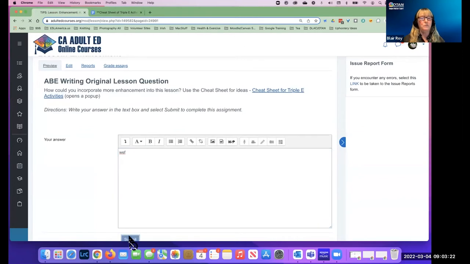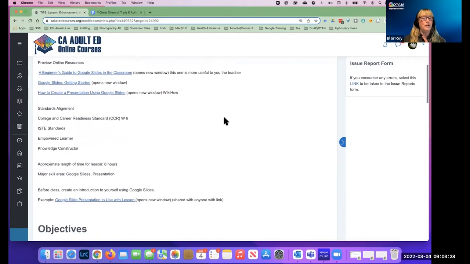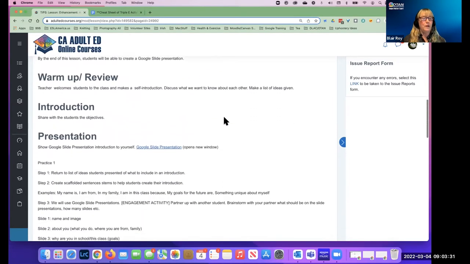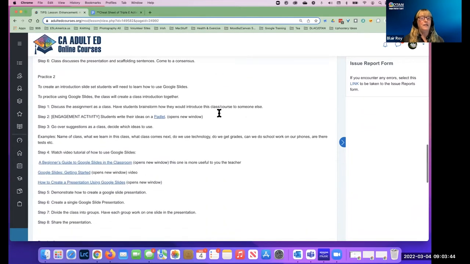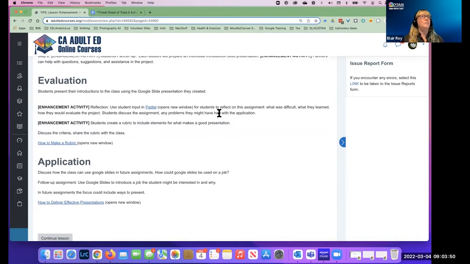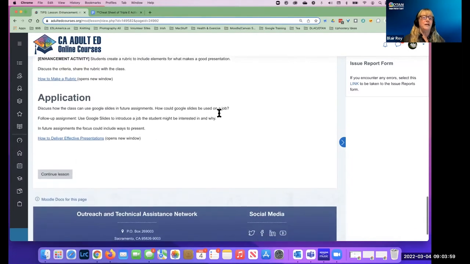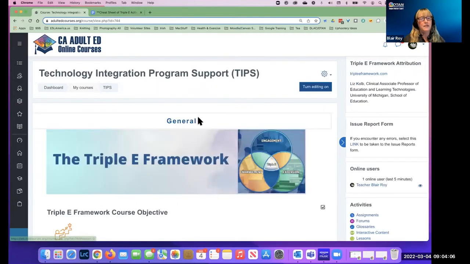So, I'll give you just one more. Now we're at the lesson. We've shown them the original lesson plan, so now we're going to show them a lesson plan where enhancement has already been added. Since we're on enhancement, they also had the benefit of seeing where the engagement was, and they have enhancement activities put into the lesson as well. The theory is that we wanted them to take an original lesson plan, add engagement activities, enhancement activities, and extension activities so that they would have a very robust lesson at the end, incorporating all of the EEE. So that's what the lesson plans look like.